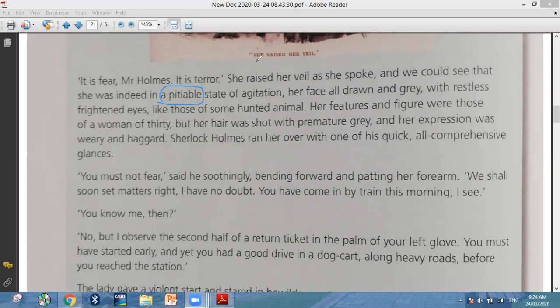Yahya, Ayman? Pitiable means feeling of sympathy. Sympathy towards someone. Thank you, Yahya. Yazan, agitation?